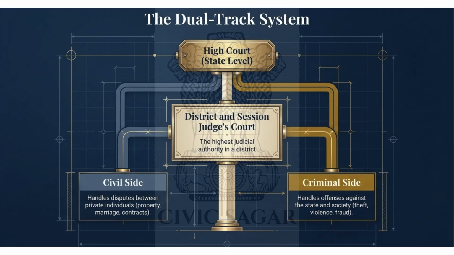At the district level, the system splits into a dual-track framework under the District and Session Judges Court, which stands as the highest judicial authority within a district. Depending on the nature of the issue, a case travels down one of two distinct pipelines. First, the civil side, which handles disputes between private individuals. This covers matters like property ownership, marriage, and contract violations. Second, the criminal side, which handles offenses committed against the state and society as a whole, ranging from theft and fraud to acts of violence.